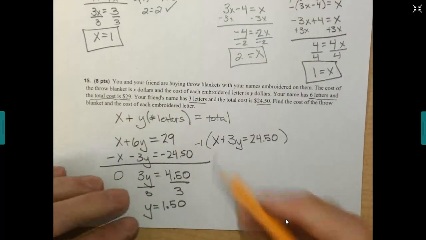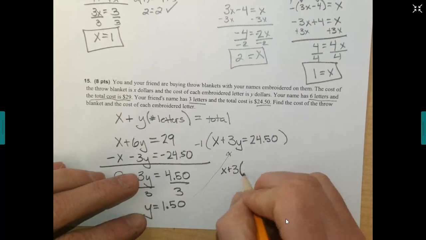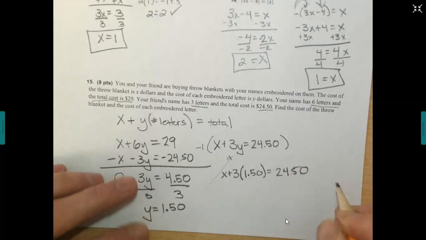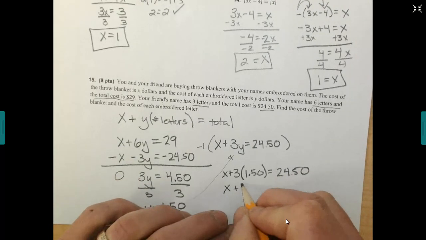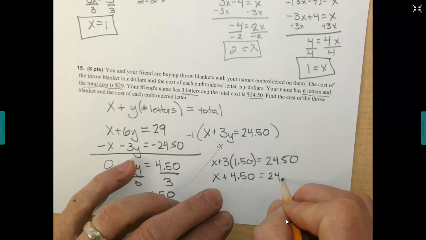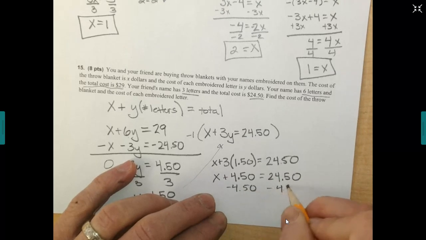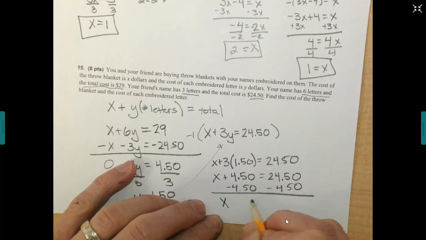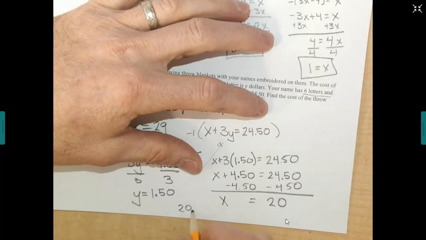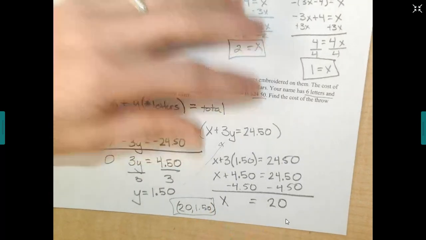I'm going to take that, I'm going to plug it back in. Let's plug it back into this one. So we get x plus 3 times 1.50 equals 24.50. X plus 4.50 equals 24.50. Minus 4.50 on both sides. X equals 20. So if I were to put this on a graph, it would be 20 and 1.50.